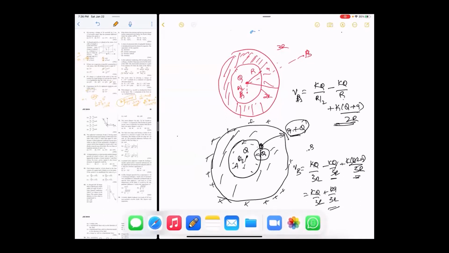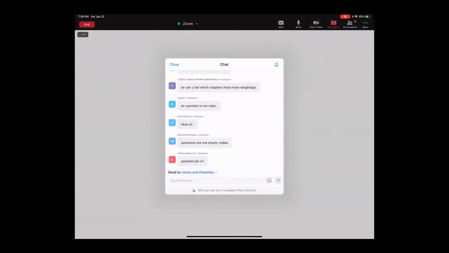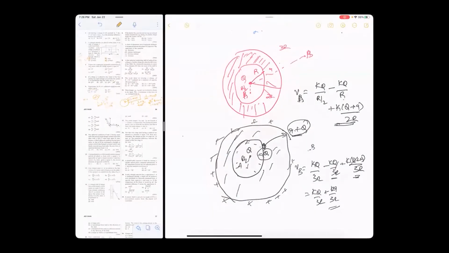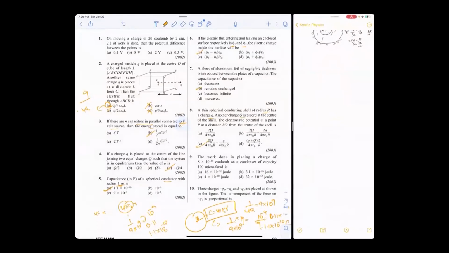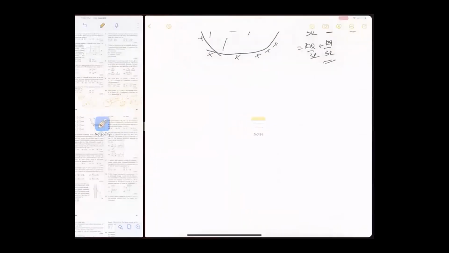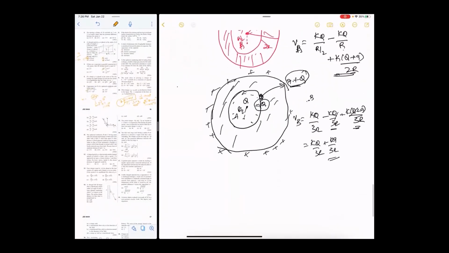Take screenshot, guys. Still not clearly visible, so take a screenshot. By the way, this question is not there. I made this question. So it is not there. You have to go with this.